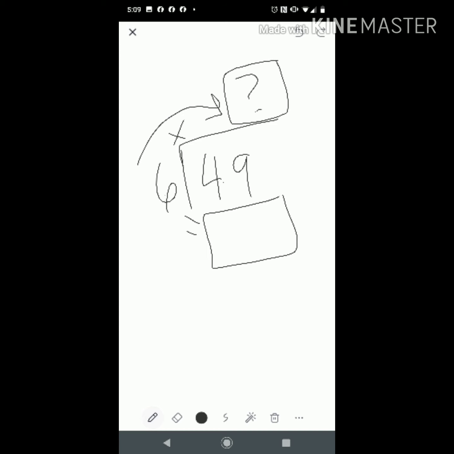Well, we know that 6 times 6 is 36, 6 times 7 is 42, 6 times 8 is 48. So we're going to use 8 because 6 times 8 is 48. That's the closest number to 49. Let's go. Put the 8 up there.